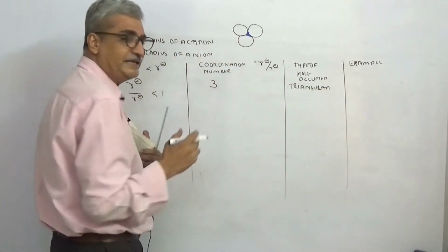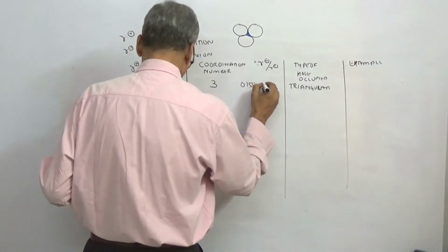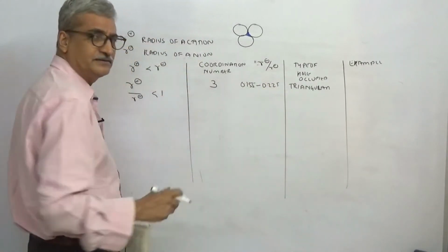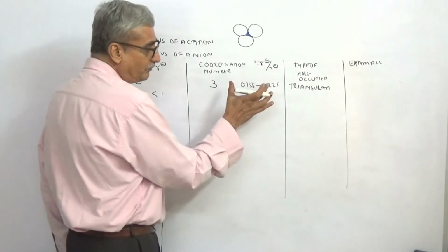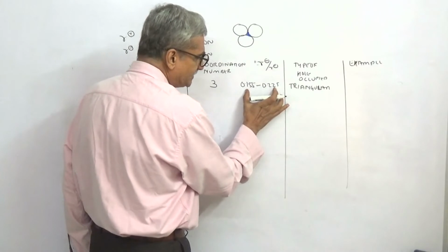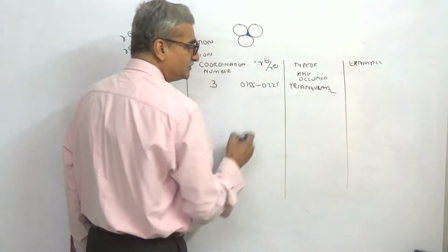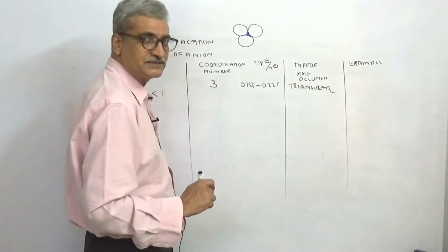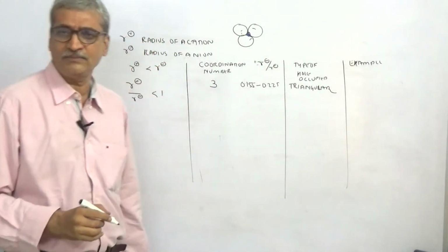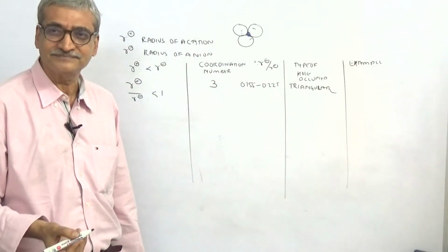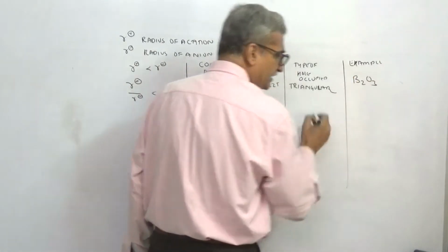What is the limiting range for a triangular hole? It is 0.155 to 0.225. There are no units. Why? It's a ratio, that's why there is no unit. So when the radius of cation upon radius of anion is in between this range, we know that the cation is occupying the triangular hole, and automatically we'll say the coordination number is 3. That means the cation went into this hole, and coordination number is the number of atoms or ions surrounding a given atom. And what is the example of this? B2O3. Please remember all these points.